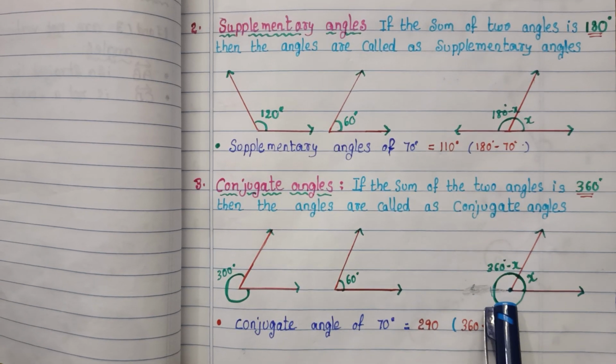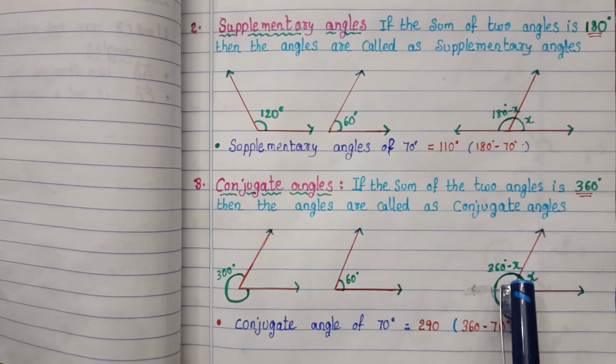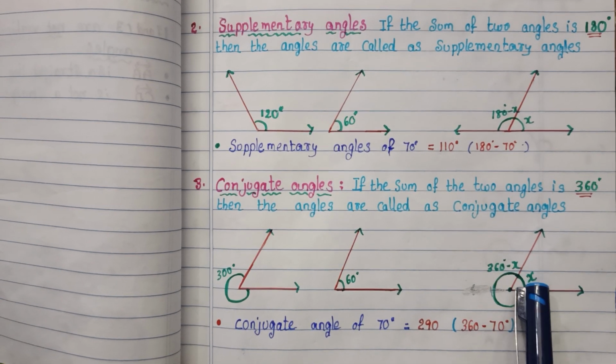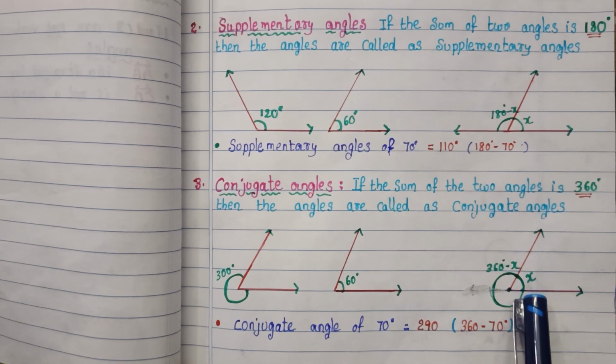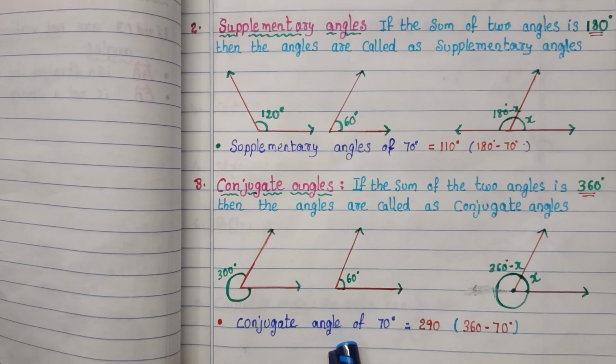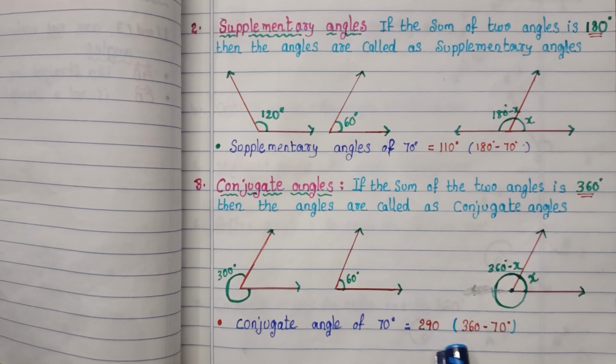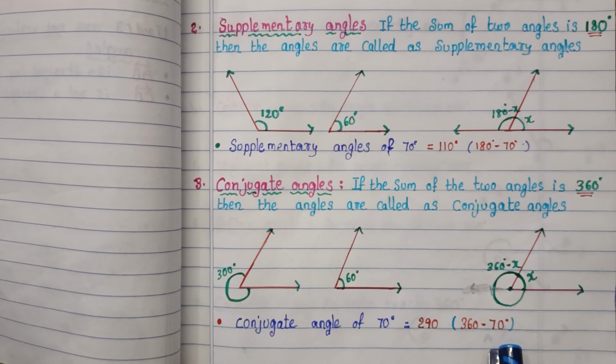In this figure, you see one of the angles is x, another one is 360 minus x. So these two are conjugate angles. The conjugate angle of 70 degrees is 290. Why? Because 360 minus 70.